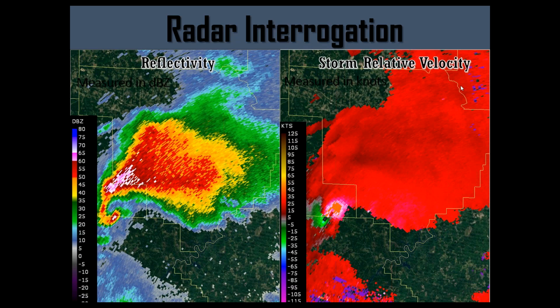Also, the storm relative velocity. This is the velocity image, what the wind is going towards and away from the radar. That is another one of the important tools to look at. And it's always measured in knots, not miles per hour. It's always measured in knots. You can see the inbounds, kind of the greens and the blues, and your outbounds are typically going to be in a red to yellow color, depending on the exact scale.